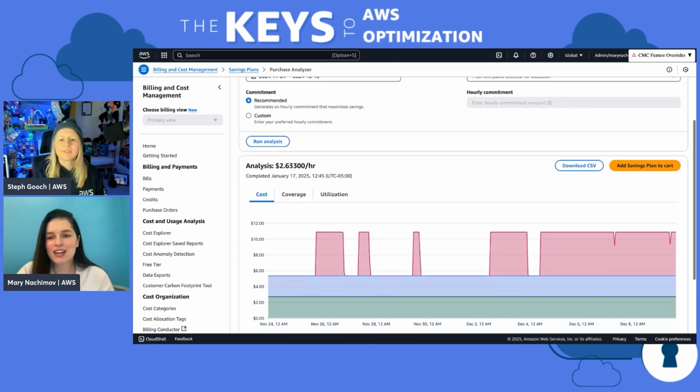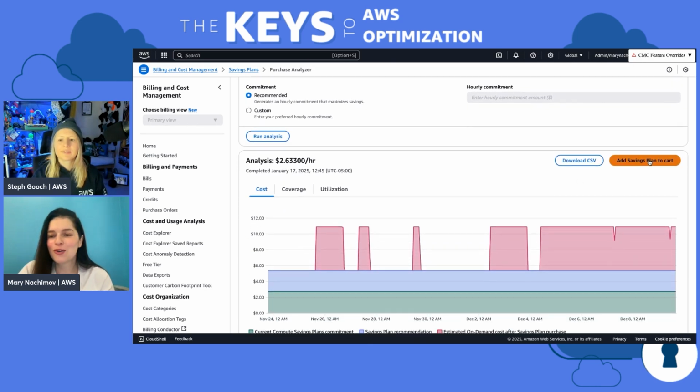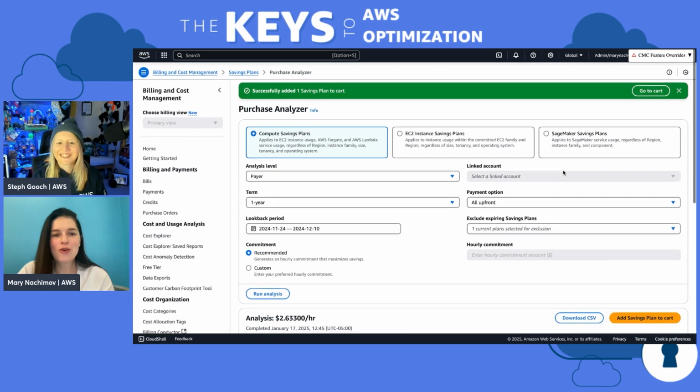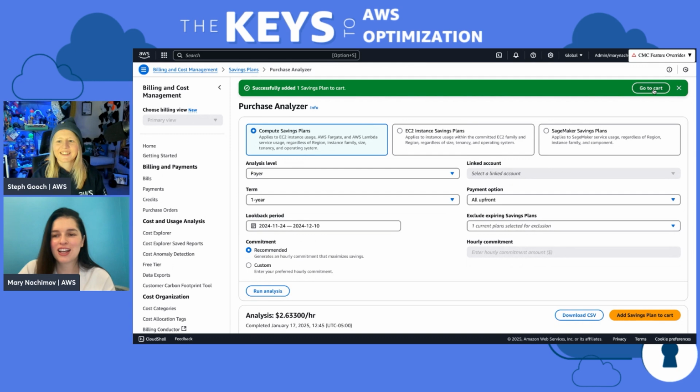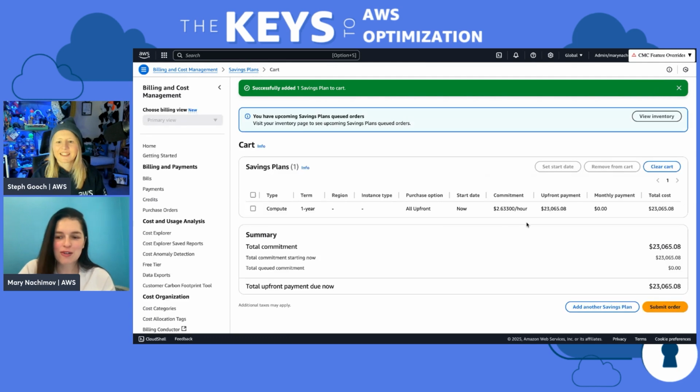And once you find your savings plan, you can click here. We couldn't make it more easy. Add savings plans to cart. And now I see, oh, successfully added one plan to cart. And I can go to the cart, see my savings plans, and literally submit the order on the fly. So it's like 3 clicks from purchase.